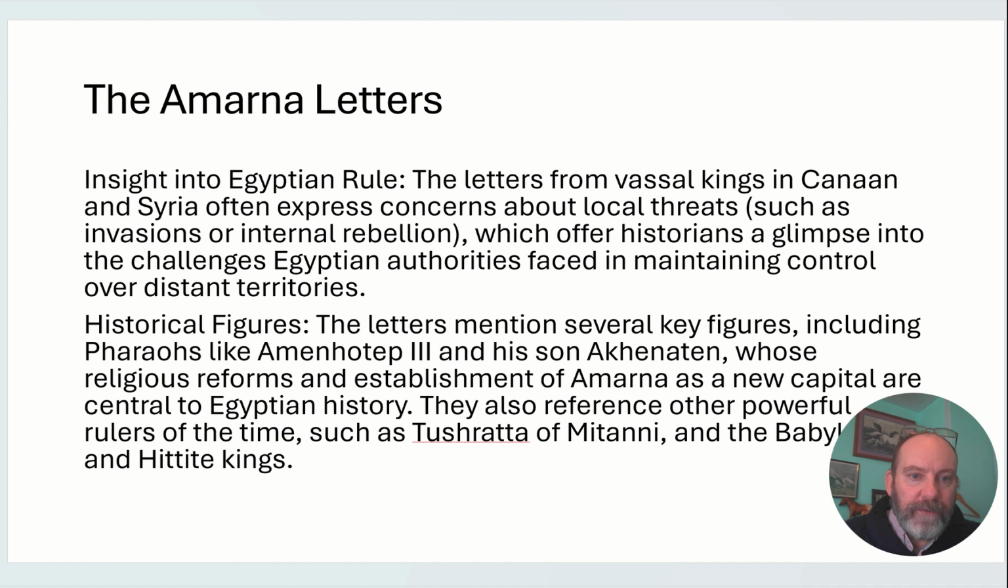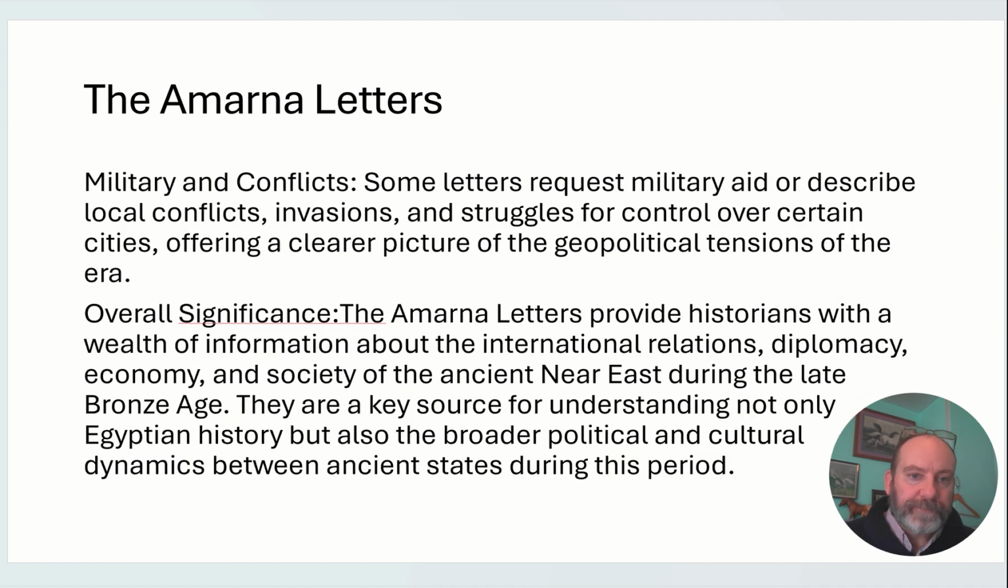And finally, incite the Egyptian rule. The letters from vassal kings in Canaan and Syria often express concerns about local threats. And that's so they'll write letters saying there's a threat here, there's a problem, we need help, or we need money. It also has letters identifying people like Akhenaten and Amenhotep III. So we see them in these correspondences.